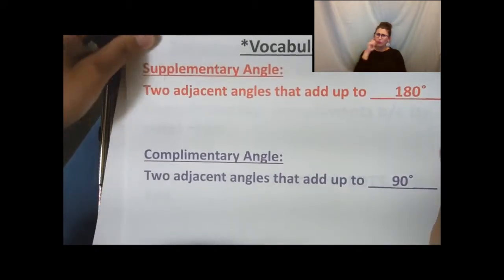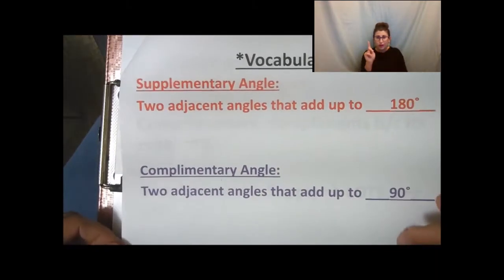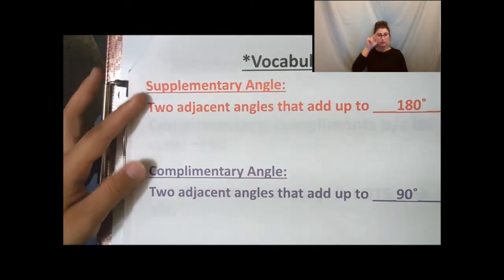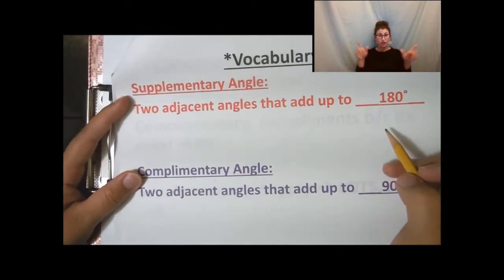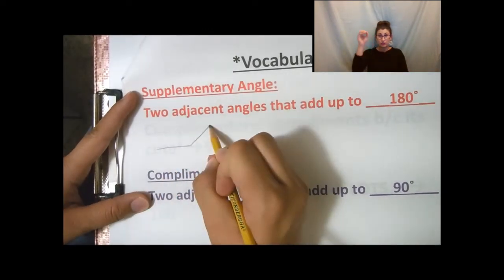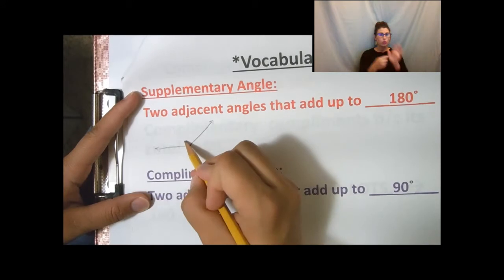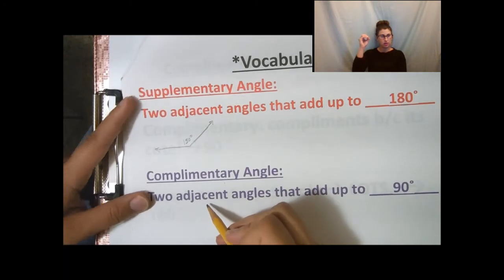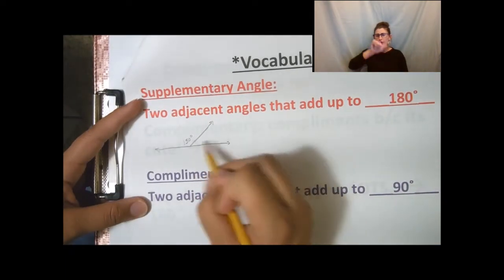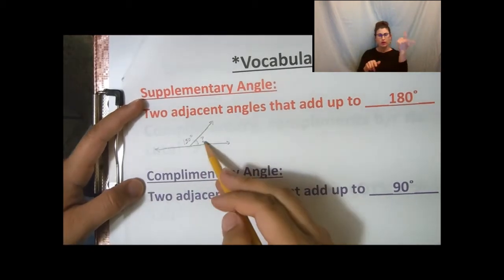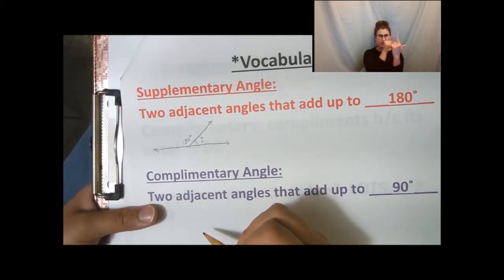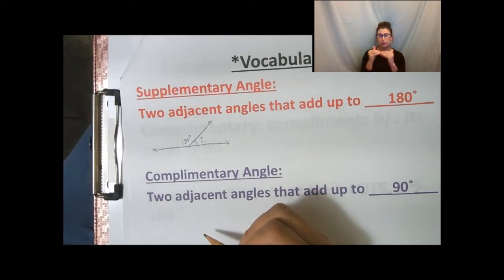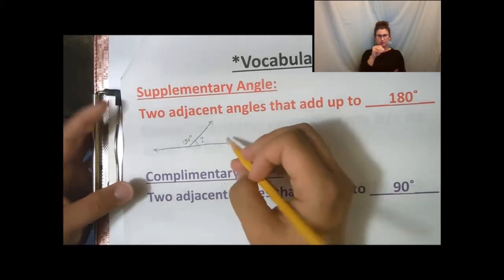And where do we see those adjacent angles? In supplementary and complementary angles. Supplementary angles are two adjacent angles that add up to 180 degrees. So if I give you 150 degrees and I want you to find the other angle, what would that other angle be? Try thinking in your head. 150 plus what equals 180? Or you can think 180 minus 150. How much does that get? Hopefully you said 30 degrees.